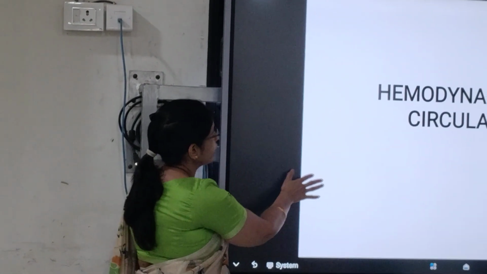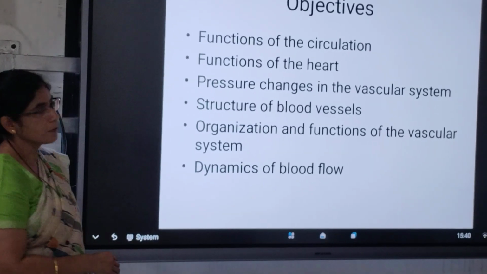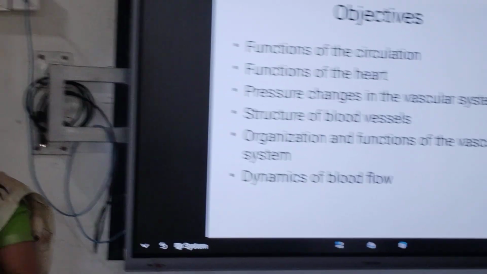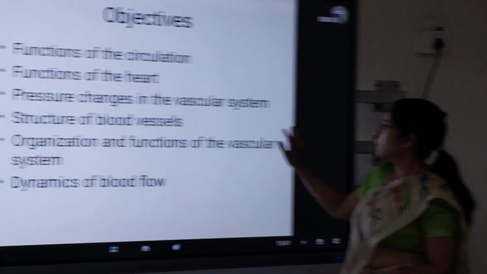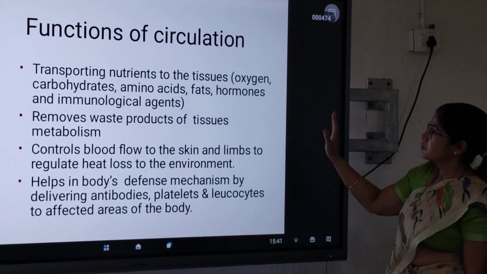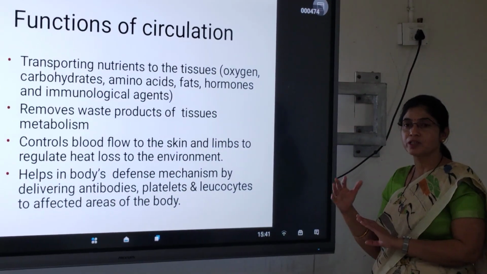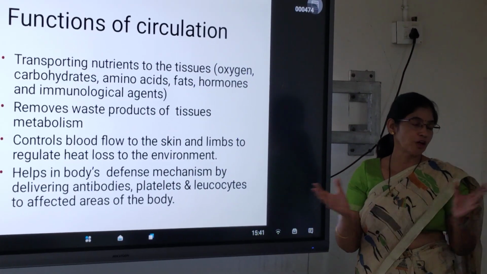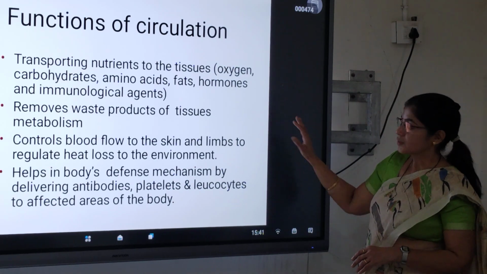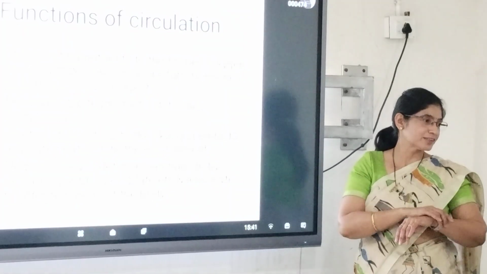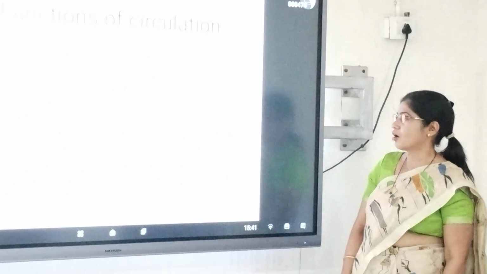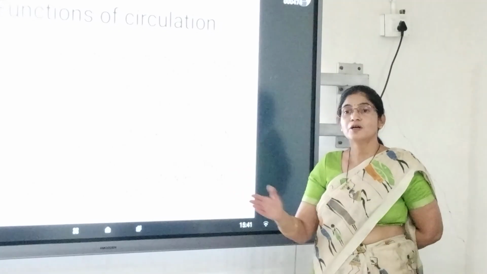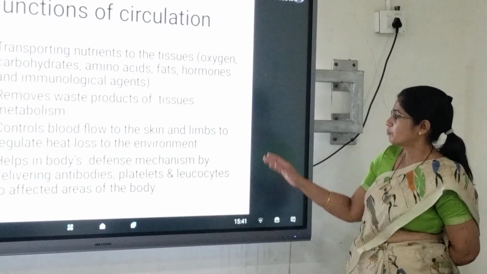Now we will see the mechanism of your BP measurement. This is one of the important practicals for you. That's why I added this topic, the hemodynamics of the circulation. The functions of the circulation are transport of nutrients, oxygen, hormones and collection of the metabolites, control of the blood flow to the skin and regulation of heat loss, and other defense mechanisms, because blood carries the antibodies, platelets and leukocytes.